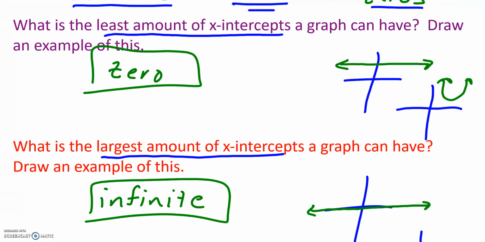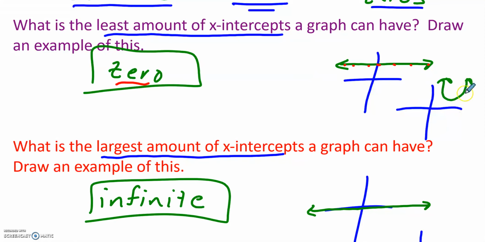All right, so here are my answers. What is the least amount of x-intercepts a graph can have? Well, I said 0, and here are 2 examples to prove that. If you have a horizontal line that is parallel to the x-axis, you have points all along that line, none of which touch the x-axis. So that means I have no x-intercepts if I have a line.